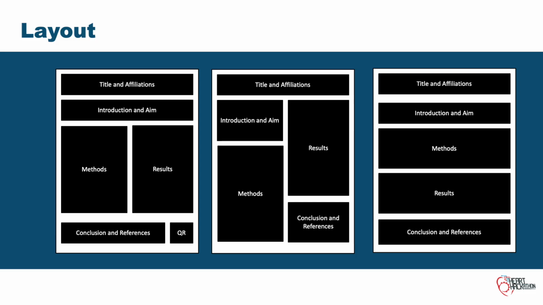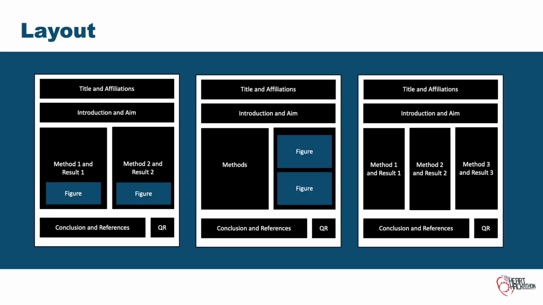So in terms of layout, I guess general layouts that you could do is these three, where you kind of have a little flow chart of your introduction and aim. You then have your methods and results, and then your conclusion with a QR code. Or you might consider it as purely a two-column sort of poster and therefore arrange your sections like that, or a one-column poster and arrange it.